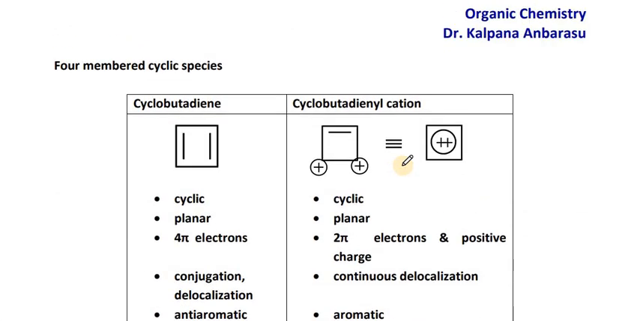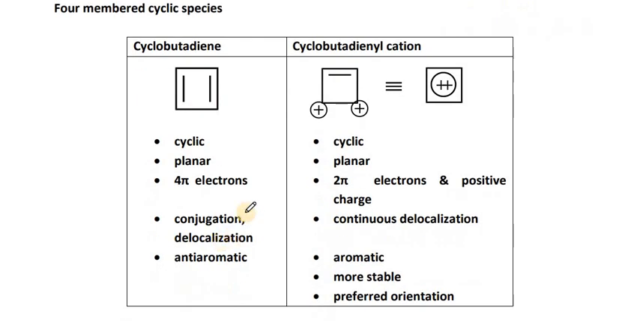So, hence in 4-membered cyclic species, cyclobutadiene is anti-aromatic and unstable, whereas cyclobutadienyl cation is aromatic and more stable. Therefore, it is the preferred form for 4-membered cyclic species. So, cyclobutadiene prefers to be a cation.